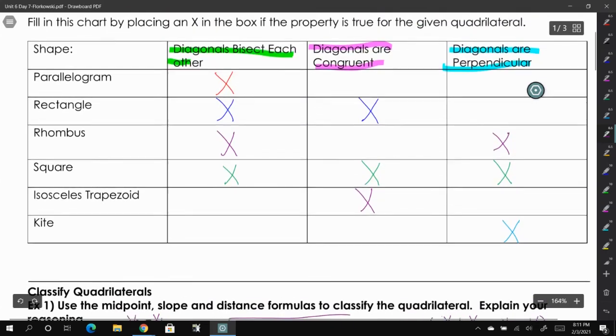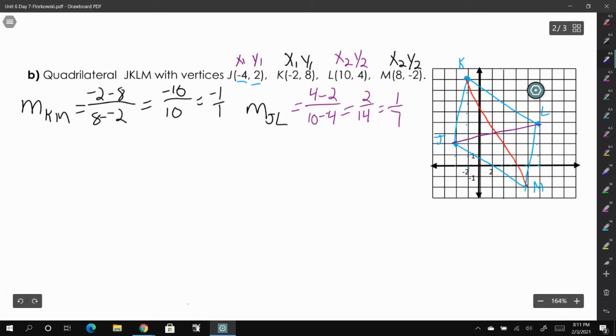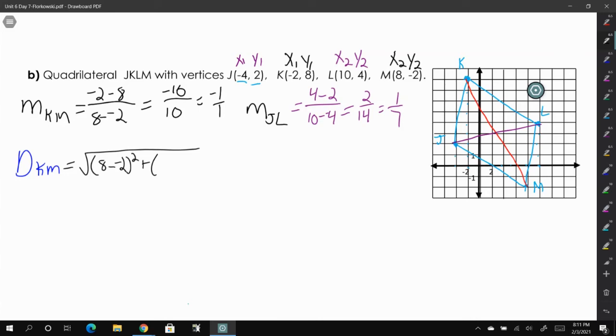So now let's find the lengths, or the distance, of each diagonal. So the distance of KM, and I'm going to go back to using my black marker since I labeled my points in black. So the square root of 8 minus -2 squared plus -2 minus 8 squared. So when I type that into the calculator, I get 14.14.